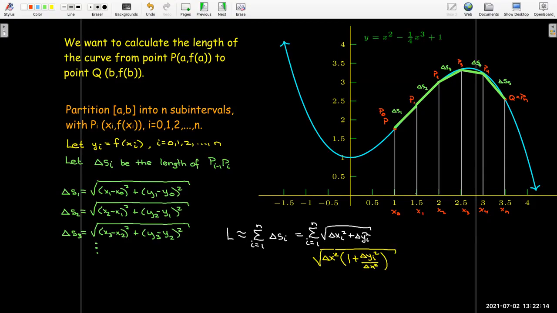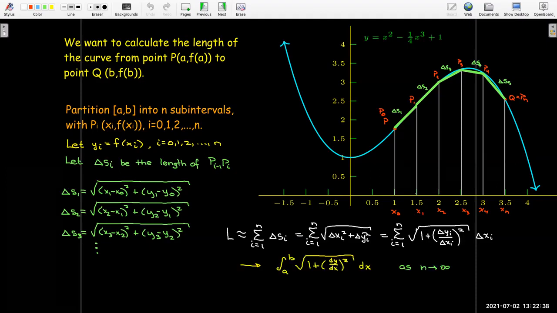So then if I break that into two radicals, the first radical will be radical of delta x squared, so that'll just give me a delta x, and then I'll have the radical of the second factor, which is what I did here. And now you'll see why. I'm going to let the number of line segments go to infinity. I'll wind up with an integral, the integral from a to b of radical 1 plus dy by dx squared dx.